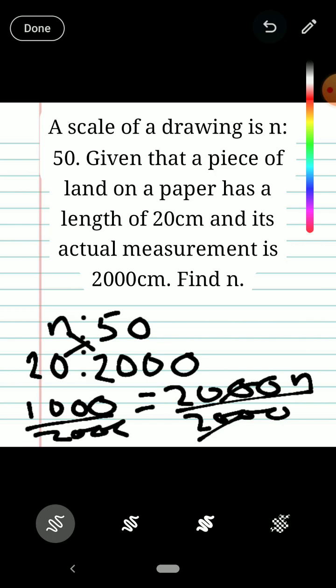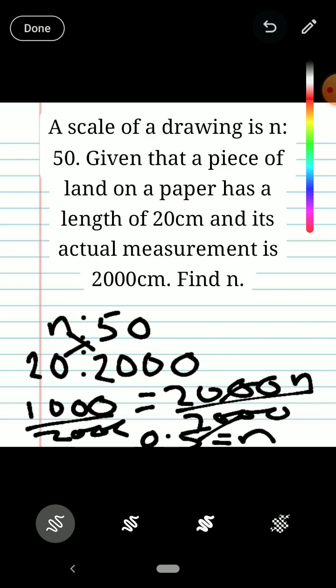20,000. So 1000 divided by 20,000, you're going to get 0.5, which is equal to n. It means your n is 0.5. Of course, it's a bad scale. You can't say 0.5 to 50. A scale is always good when you say 1 to something. But anyway, that's the situation here. Okay, that's how to deal with the scale drawing.